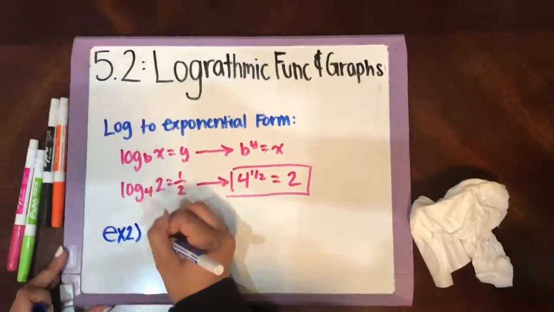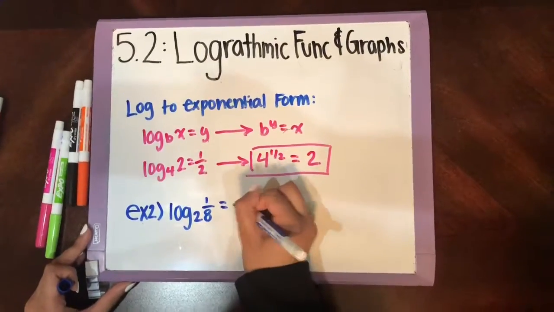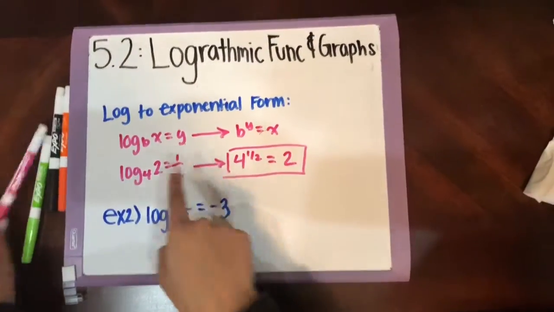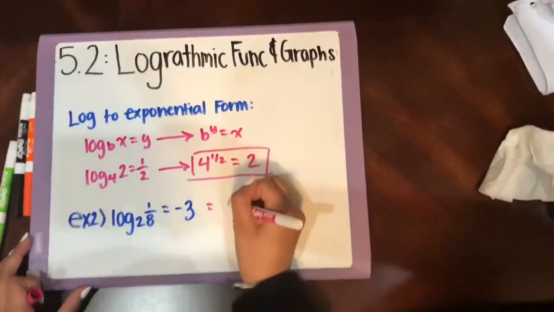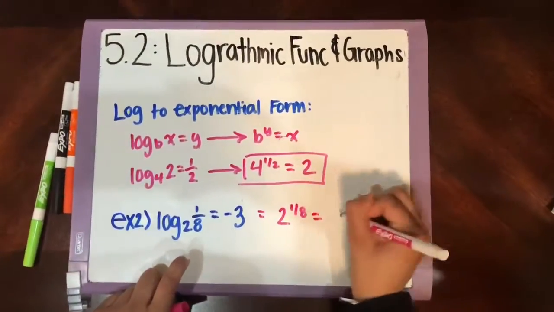To look at another example, we could do log base 2 of 1 over 8 is equal to -3. And if you follow the same steps, you would get the answer 2 to the power of -3 is equal to 1 over 8.